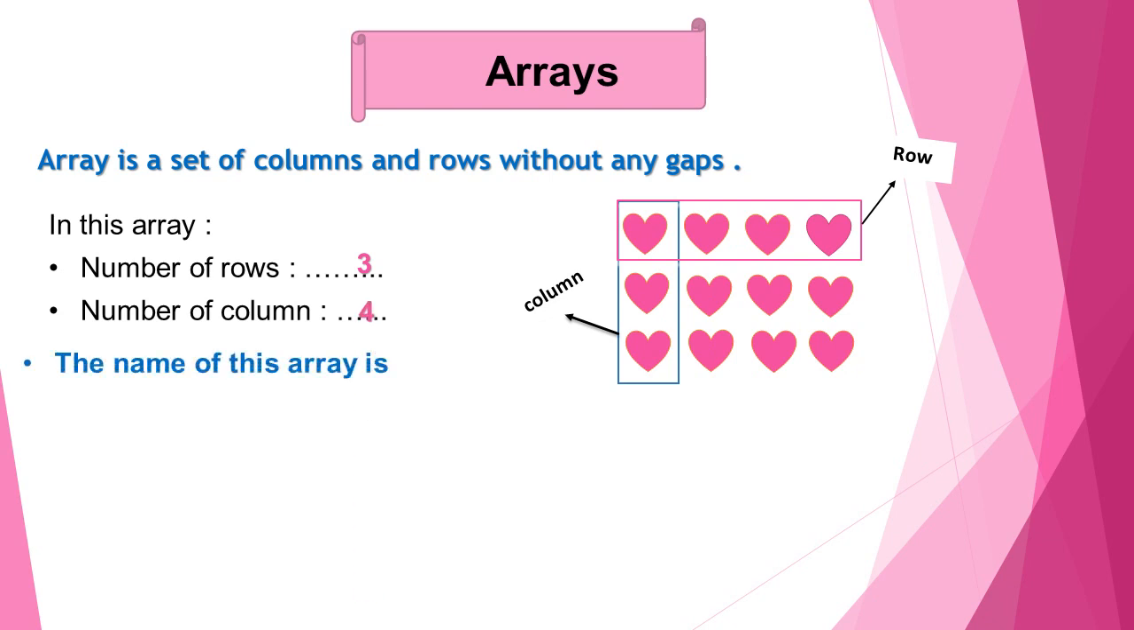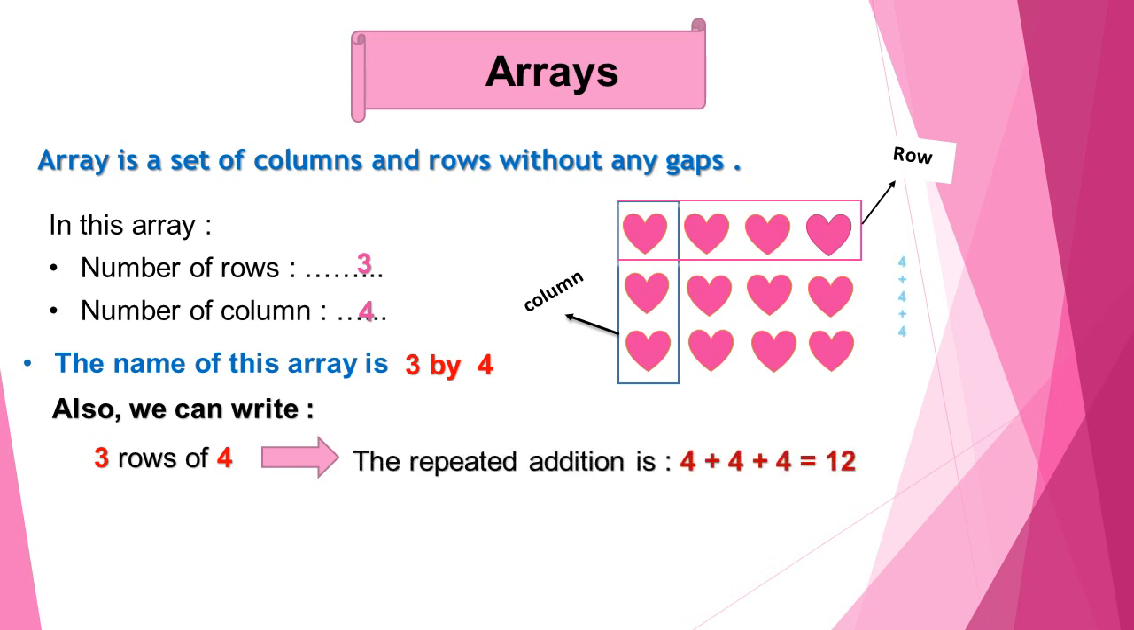The name of this array. When we write the name of this array or any array, we write first the number of rows. We have here 3 rows, so we write 3 by 4. Also we can write 3 rows of 4. We have here 3 rows. Each row has 4 hearts. Then we can write 3 rows of 4. And the repeated addition equation is 4 plus 4 plus 4. We have here 4 repeated 3 times. 4 plus 4 plus 4 equals 12.